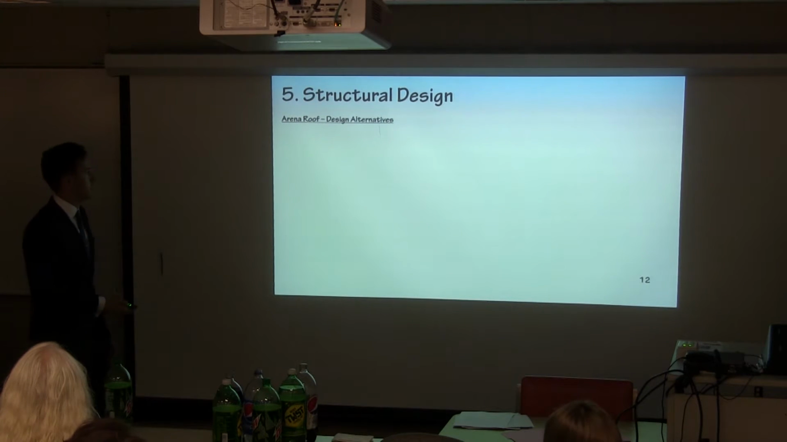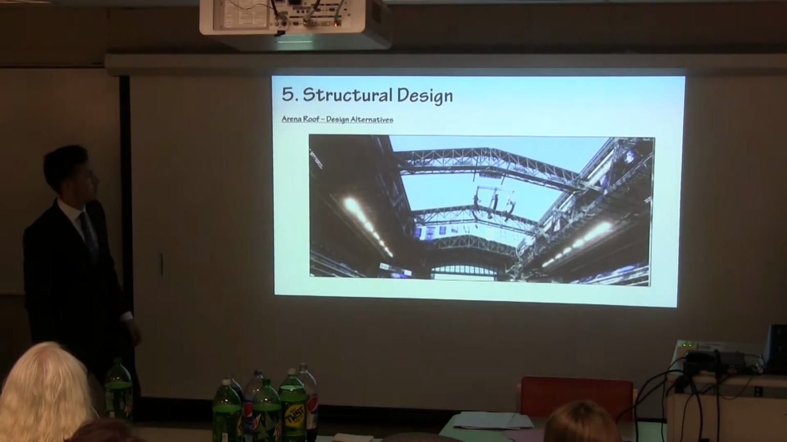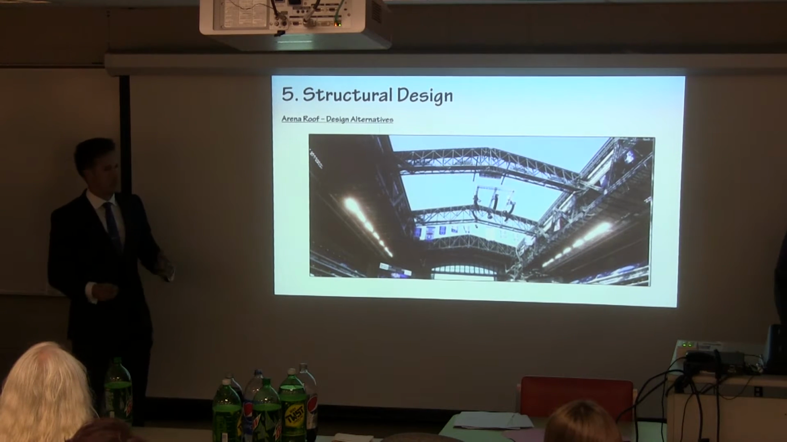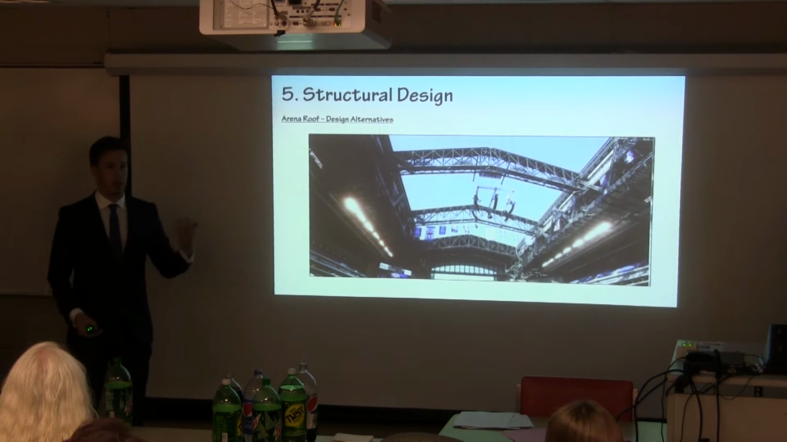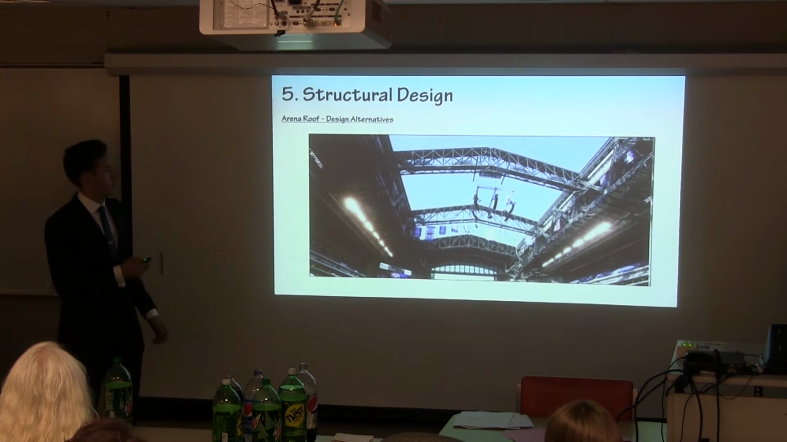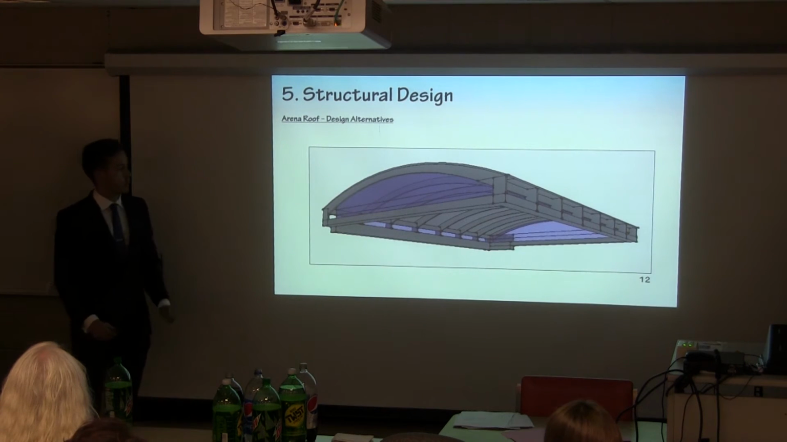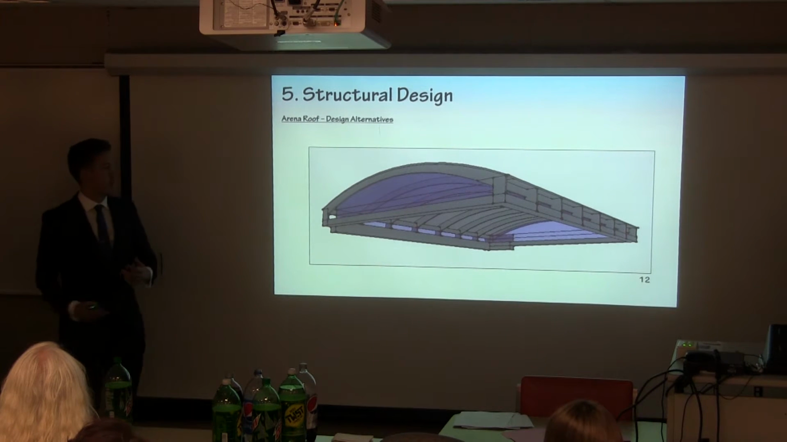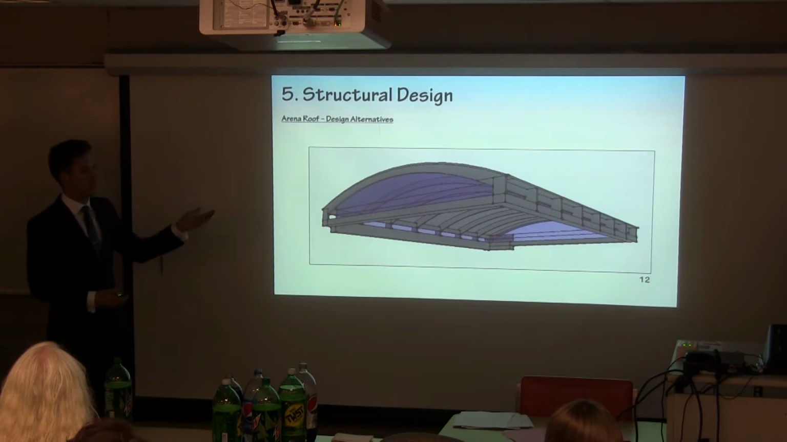So the first one we considered was a triangular truss, which offers us wind bracing using the diagonal members of the truss, but it's not as aesthetically appealing as other shapes could be. So then we came up with a concrete arch, which is much more aesthetically appealing, but on the downside, it doesn't provide space for any wind bracing.